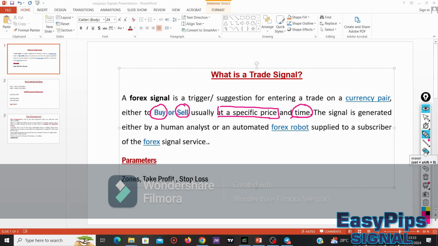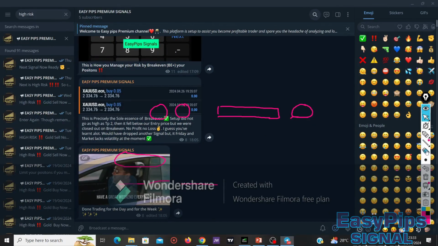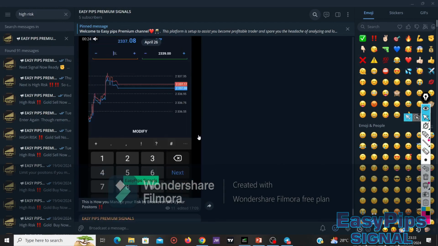Now, for every signal that is given out, there are what are called parameters, which the definition has already given out. And what are the parameters? You're looking at a zone. The zone that is given to you might be buy at 2034.5 and sell at this. Then the take profit will be given to you. Take profit is what is known as TP, and your SL is known as what? Stop loss. So those are the three terminologies: stop loss, take profit, and the zones. Now if you go to our channel, you'll find that for every signal that's given out, what I've just mentioned is what you're going to be seeing there.